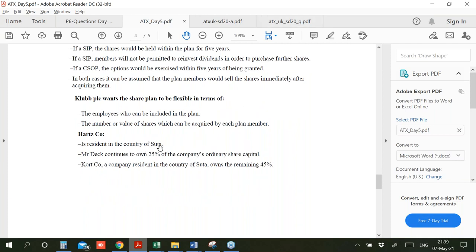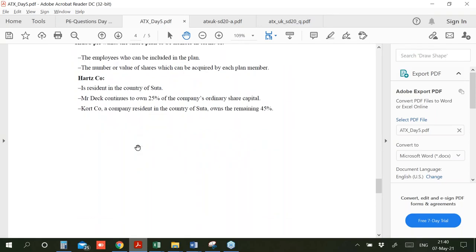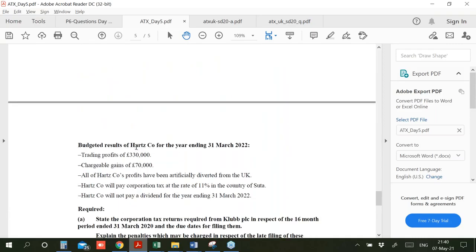Hertzko is a resident in the country of Suta. Mr. Deck continues to own 25% of the company's ordinary share capital. Kotko, a company resident in the country of Suta, owns the remaining 45%. So Mr. Deck has sold us 30% and he still owns 25%. That doesn't matter. Kotko, a resident company in Suta, owns the remaining 45%.